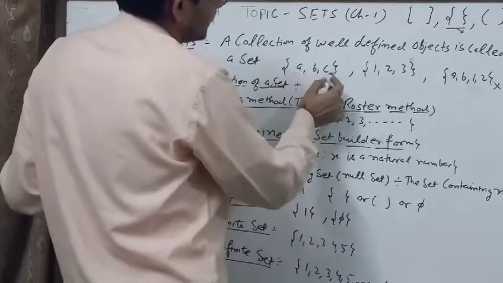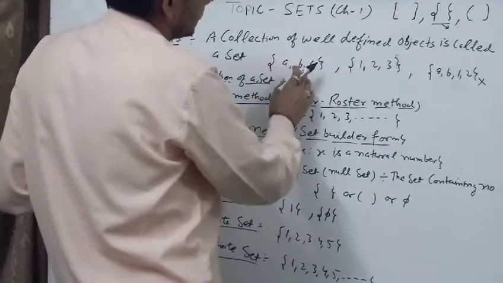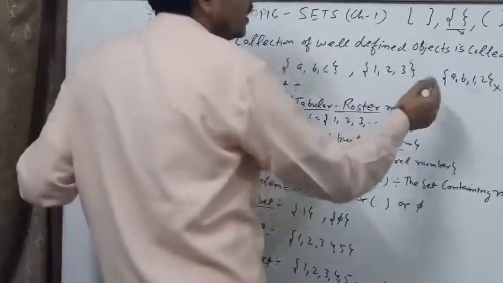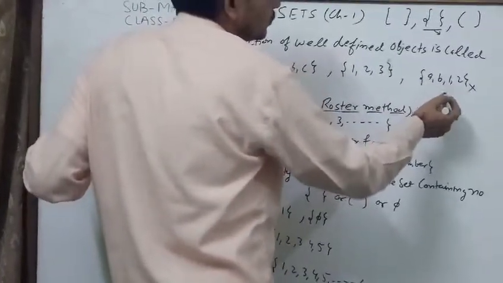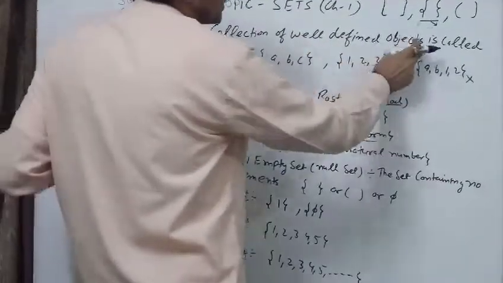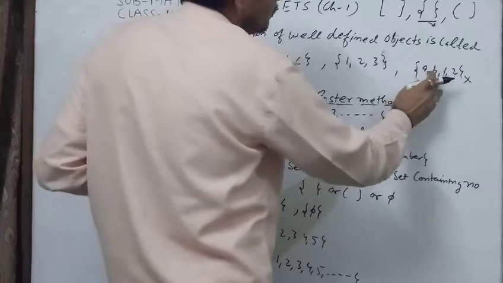Right? A, B, C are the elements, alphabets. This is a set. 1, 2, 3 are natural numbers. This is also a set. Right? A, B, comma, 1 and 2. This is not a set, because the definition is a collection of well-defined objects is called a set. This is not well defined.